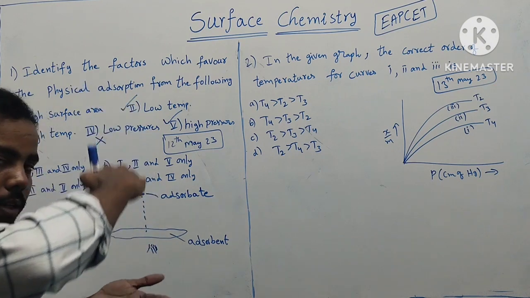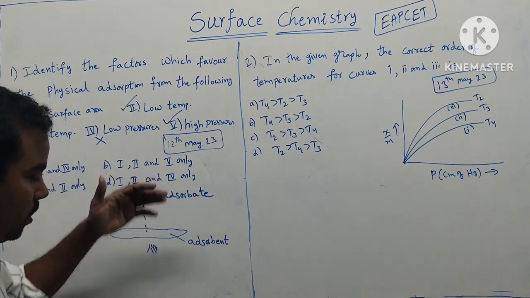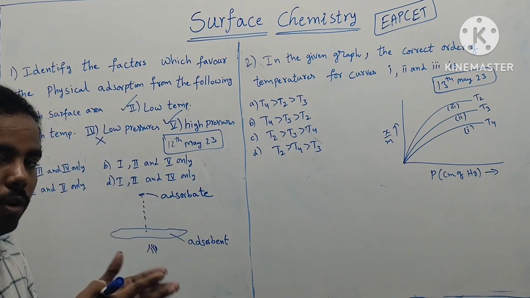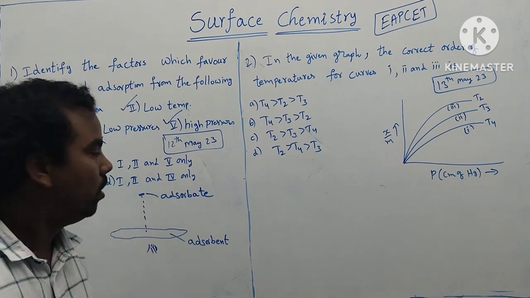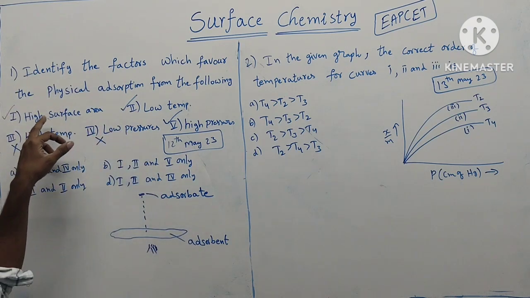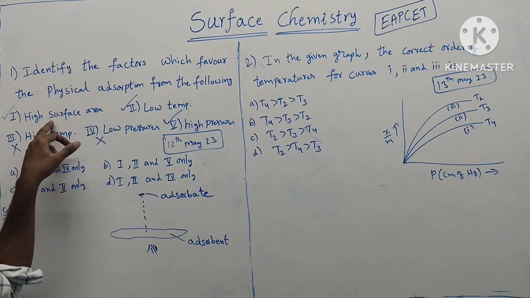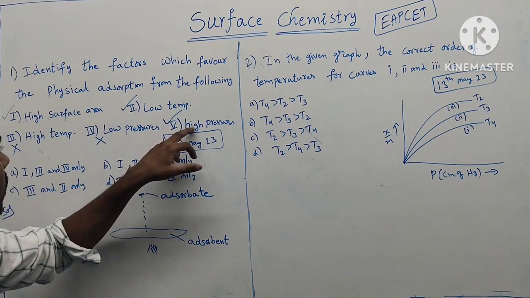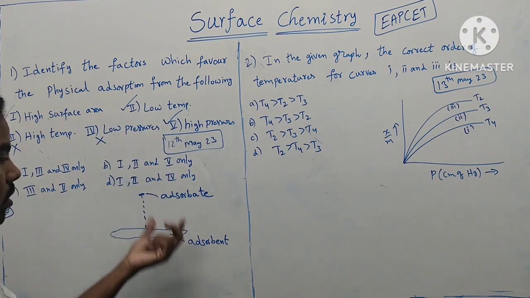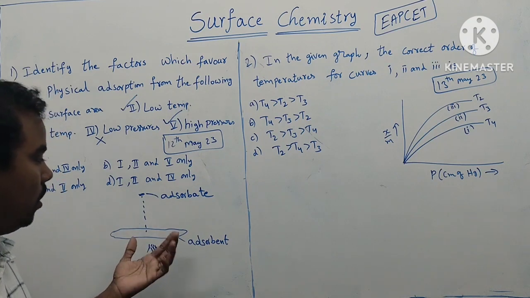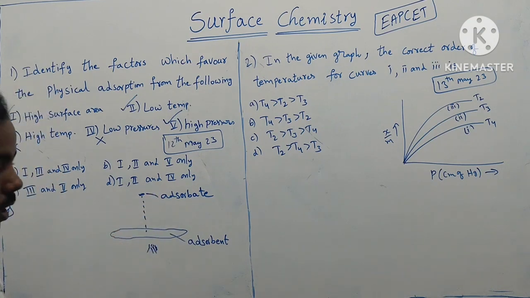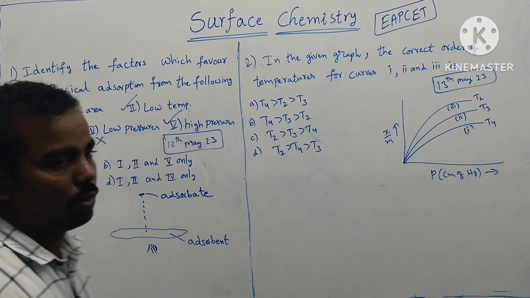Next, high pressure. When you apply pressure, gases come close to each other and form more product, more yield. So high surface area, high pressure, and very low temperature. At very low temperatures, the adsorption is more. So that is the first question.